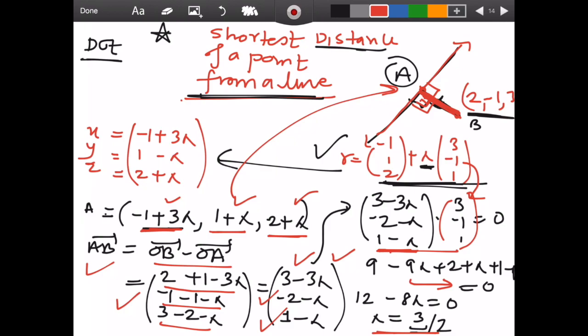After this step, I'm not showing you the calculation because it's really easy. You just plug this lambda value in here. If you plug in the lambda value, you get the exact coordinates of point A, and then you can apply the distance formula to get this distance, which should be around 0.93.